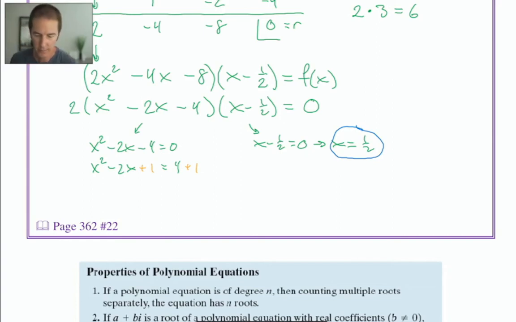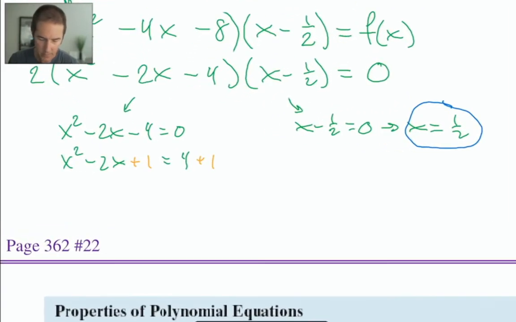Now on the left-hand side of this equation, we can factor. It turns into x minus 1 times x minus 1, which I will write as x minus 1 squared. And the right-hand side adds to 5. And then we can solve this equation by taking the square root of both sides.